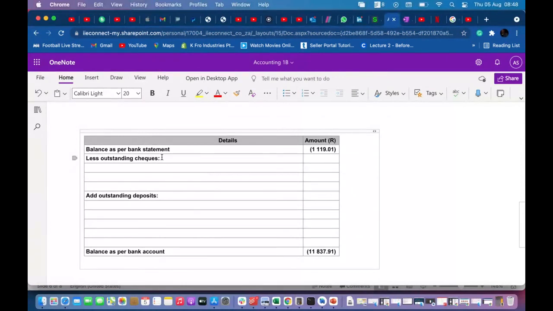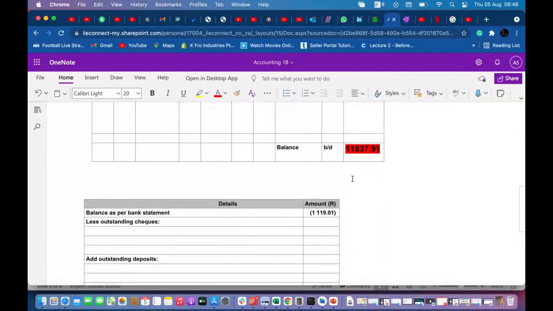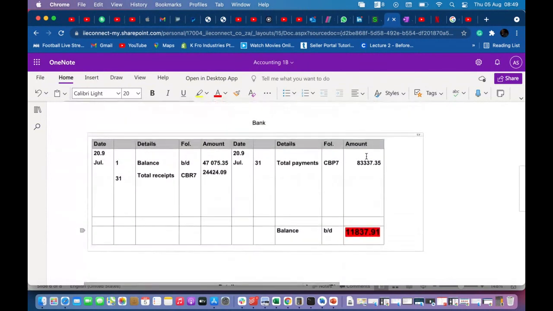The balance as per bank statement. We're taking that bank balance from right at the bottom of the bank statement, and then saying that bank balance should actually be different, because it should then match what we have here. I've highlighted this in red because since it's on the credit side, it means that we're in overdraft. We don't have a positive bank balance.